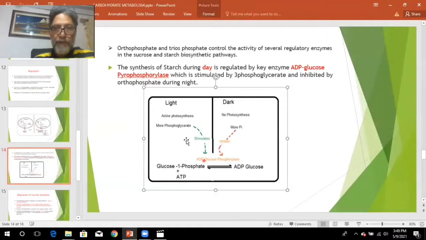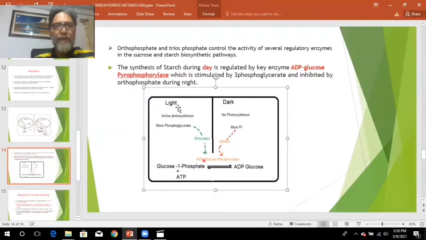And you will see a situation during light and during dark. What will happen? We have a key regulatory enzyme. That key regulatory enzyme in starch synthesis is ADP glucose phosphorylase, which is responsible for combining glucose 1-phosphate with ATP to form ADP glucose, which are the basic residues of the starch. What will happen during the light, and what will happen during the dark?